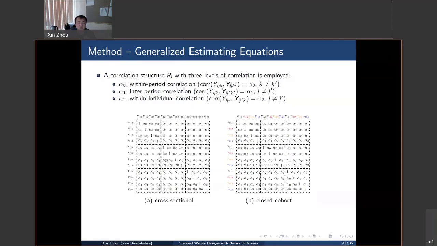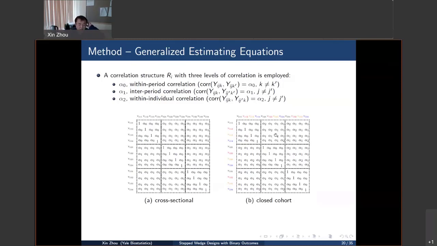So here is the correlation within the same period. And alpha 1 is the inter-period correlation. That is the correlation between individuals from different periods, like this one. They are from different periods, so the correlation is alpha 1. For the Hussey-Hughes method and our maximum likelihood method, the correlation structure is compound symmetry, or exchangeable. That is, alpha 0 is equal to alpha 1.